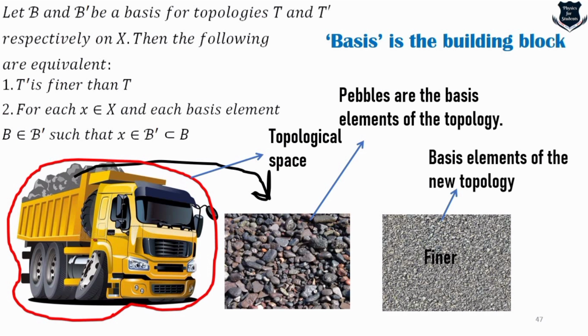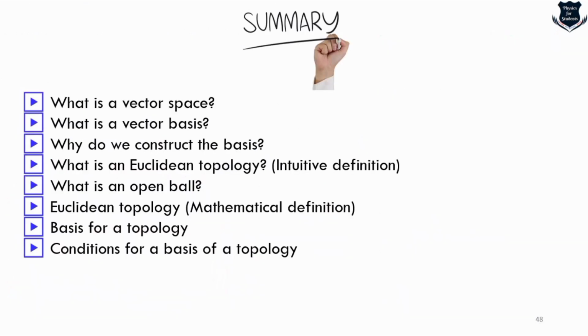So that actually completes our video on the basis. It has been quite a detailed video. I started with the basics. So just a quick summary. We learned what a vector space is, what a vector basis is, how we construct the basis, what the Euclidean topology is, an intuitive understanding, what an open ball is, the Euclidean topology's mathematical definition, a basis for a topology, and what the conditions are for a basis of a topology. So that comprises our video on basis.